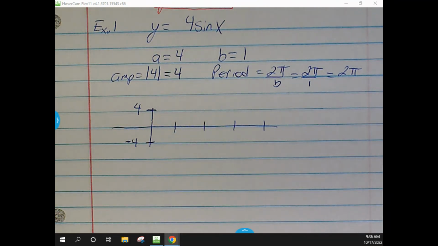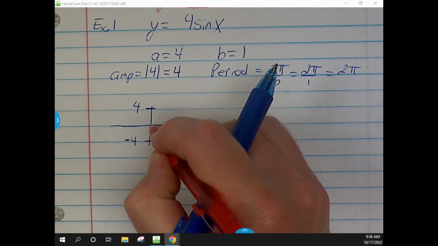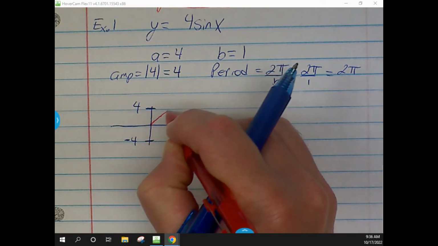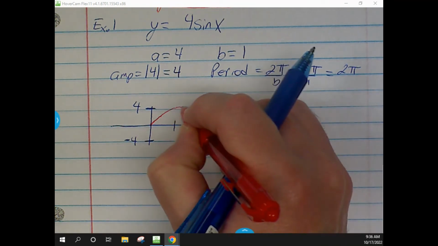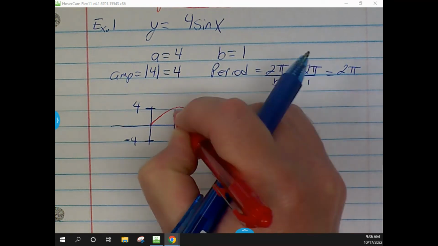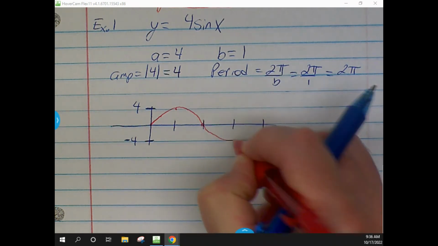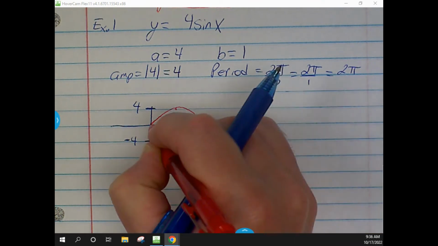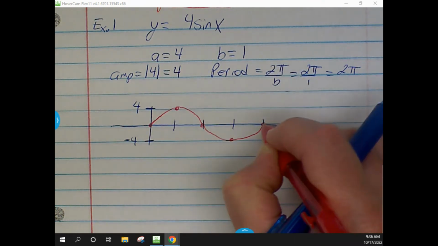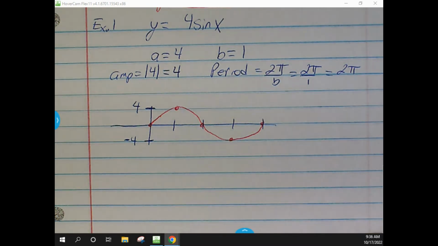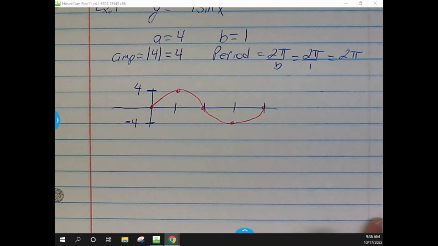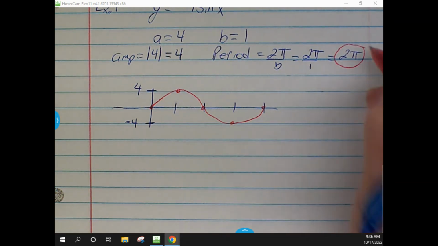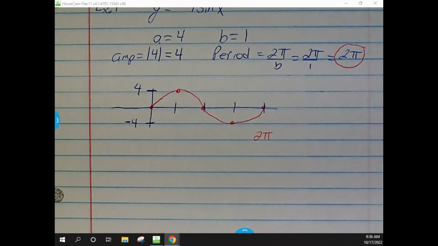Okay. And as far as we're graphing these, everything should go pretty easy because all we're going to do is start at 0. The next point here is going to get us to the top, back to the middle, to the bottom, and then back to the middle. All right. And again, the one thing that we know is whatever the period is, that's going to be that last number that goes there.